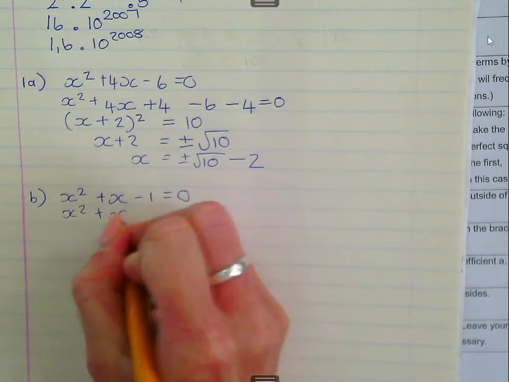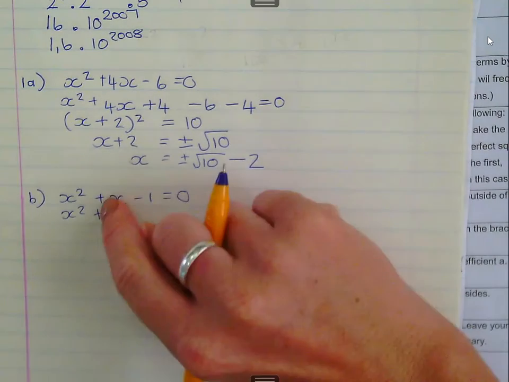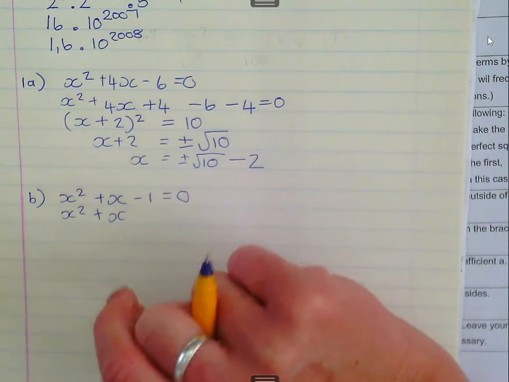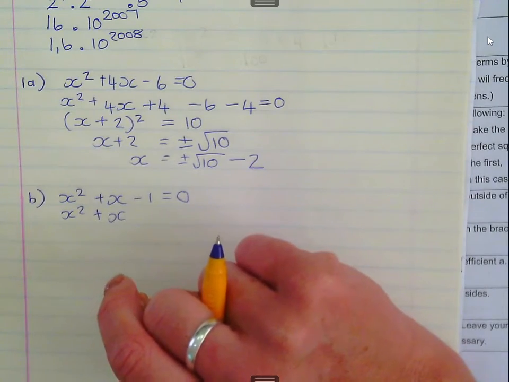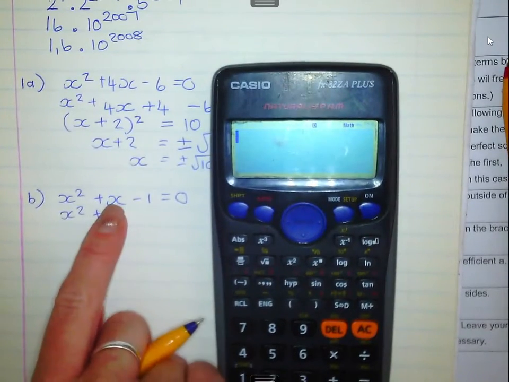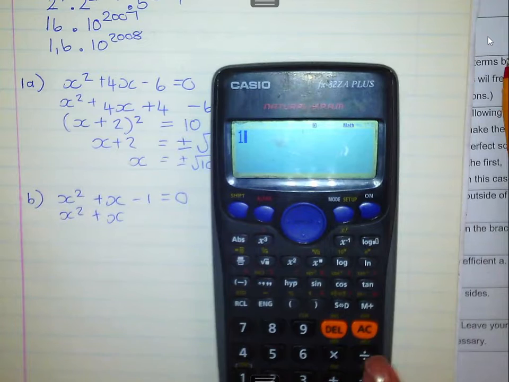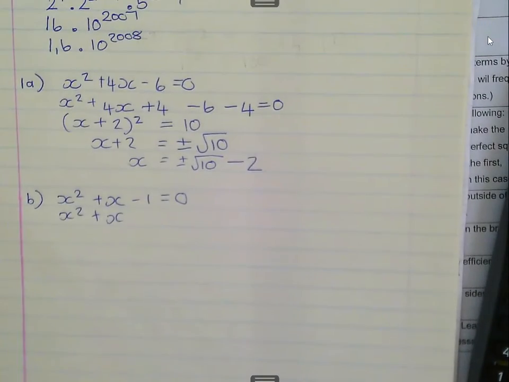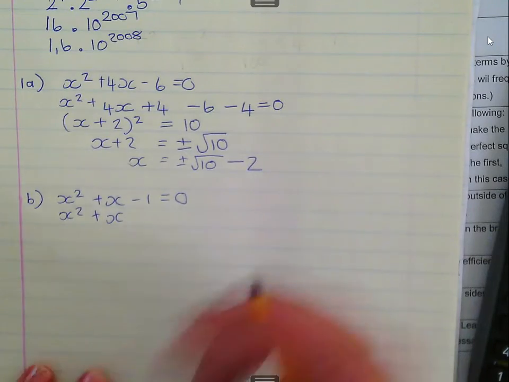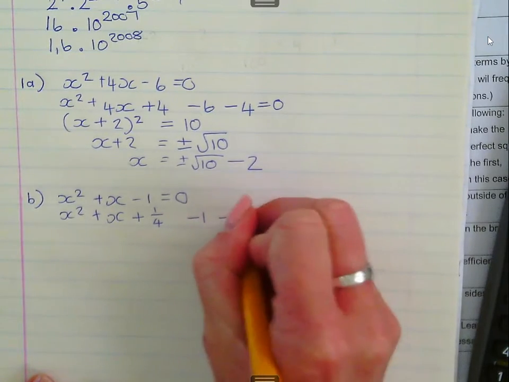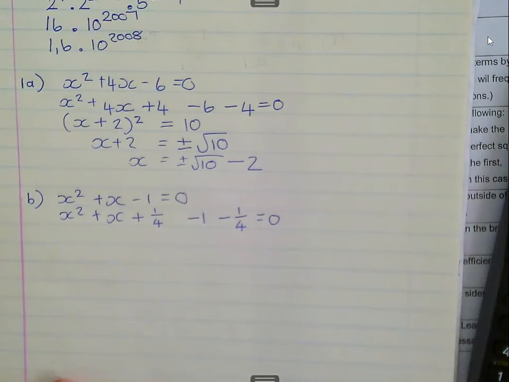Now don't let fractions confuse you. If there was a 10, what would you have done? You'd have said 5 squared, 25, added and subtracted. Don't let the fractions scare you. If you're struggling, just take your calculator. You take the value of b. What's the value of b then? 1. You say 1, divide by 2, square, equal to, it's a quarter. So you don't have to do that calculation in your head if it's a fraction and you're struggling with it. So I add a quarter minus 1 and I subtract a quarter equal to 0.